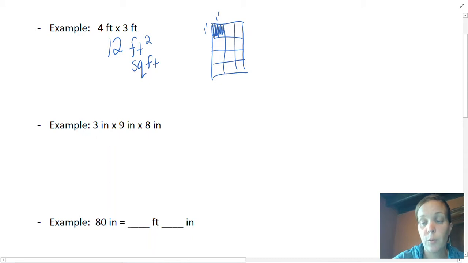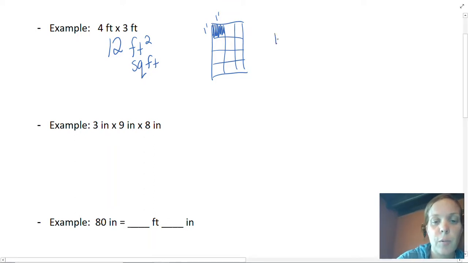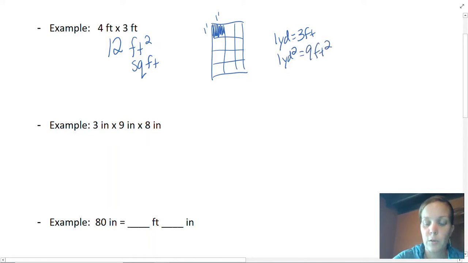So be careful looking ahead when converting. If you're converting with square feet or square inches, we can't just use the numbers. For example, here I'm going to do 1 yard is 3 feet. A square yard, we don't just use 3. It becomes 3 by 3, 9. So watch for those special conversion units when we have square units.